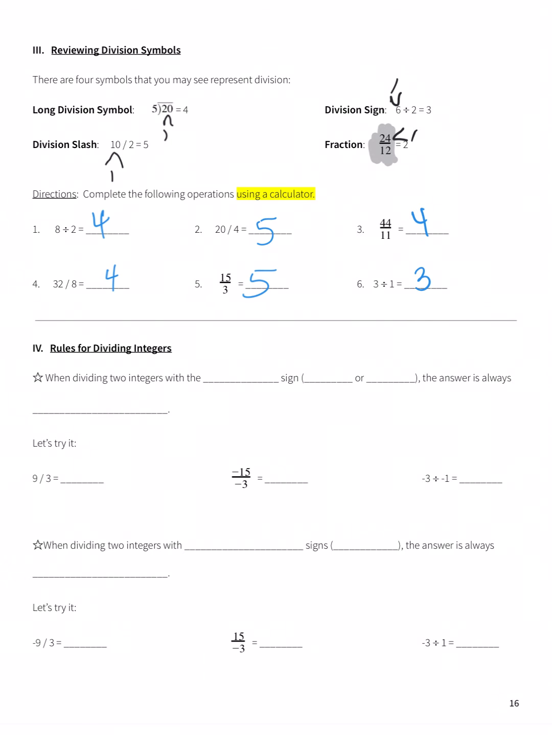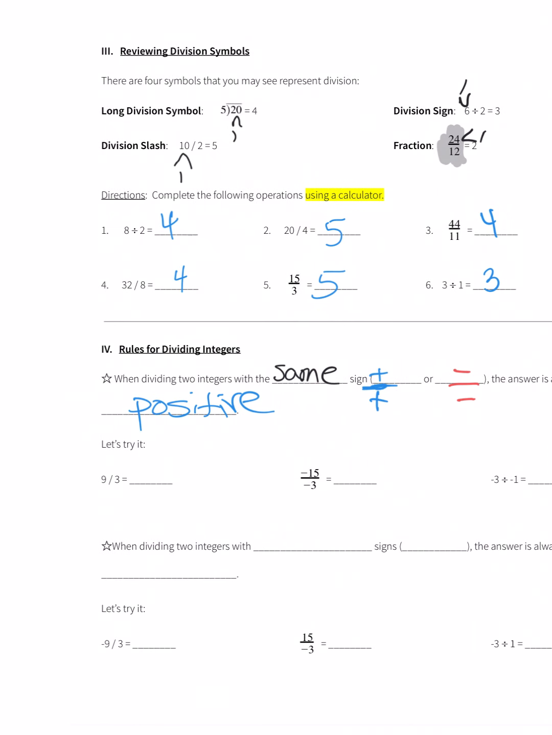So here we go. We're going to repeat our rules. When dividing two integers with the same sign, okay, same sign, positive and a positive, negative and negative. This is written like a fraction. What is the answer going to be always? If they're the same sign, the answer will always be positive. All right, so if we put these in our calculator, we look right here. 9 divided by 3. 9 is positive, 3 is positive. So my answer is positive.